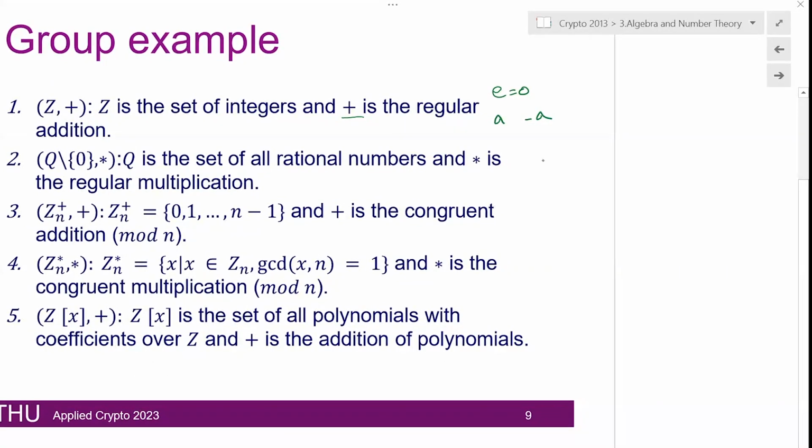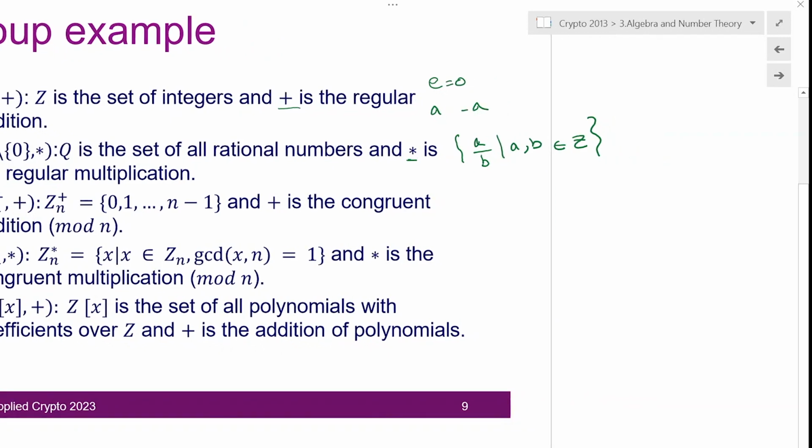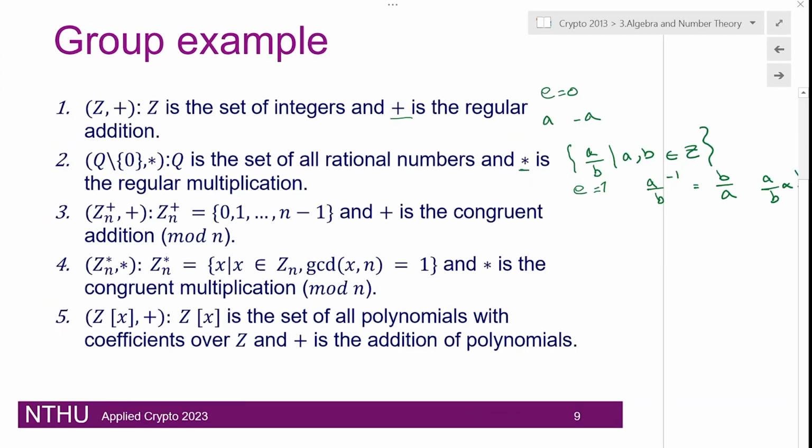And then the set of rational numbers. This is also a group. Remember that it is the set of A over B, such that A and B are in Z, and the operation is multiplication. We know that this is also a group, because if you multiply any of these, A over B times C over D, it becomes another element in this group. The identity E equals 1 in this group. And the inverse of A over B is just B over A, right? Because A over B times B over A is going to be 1, right? And so on and so forth.